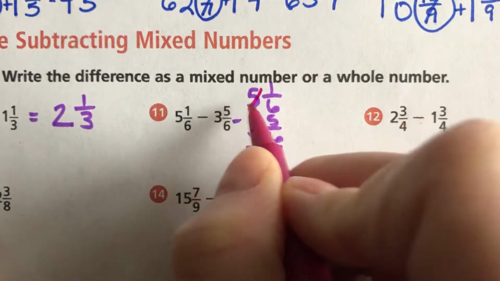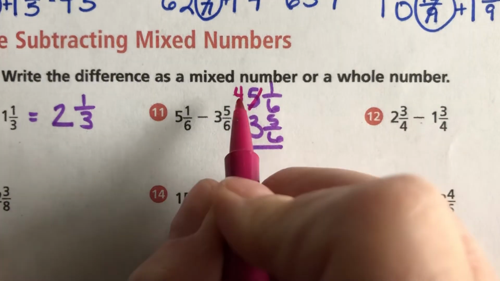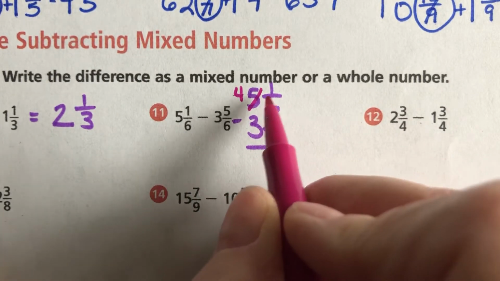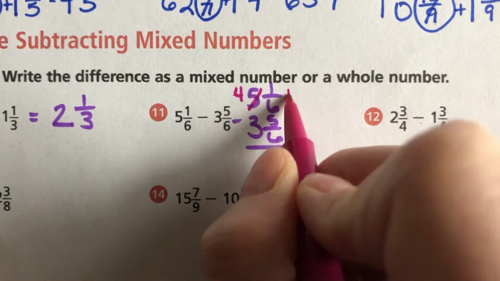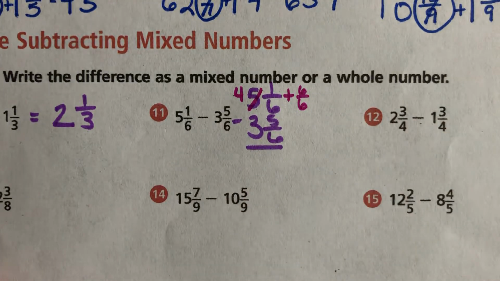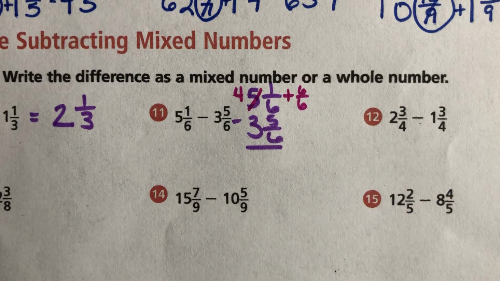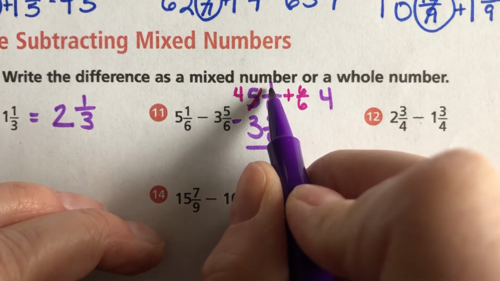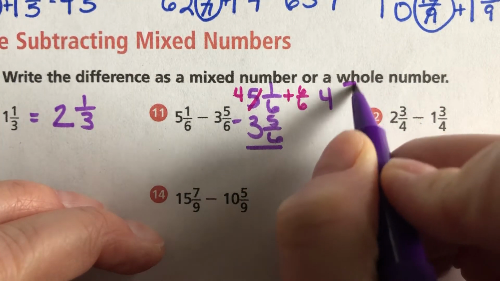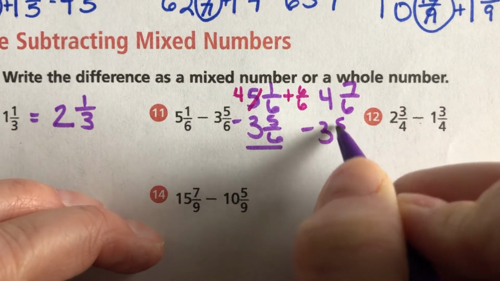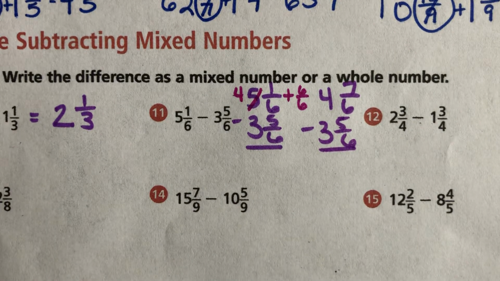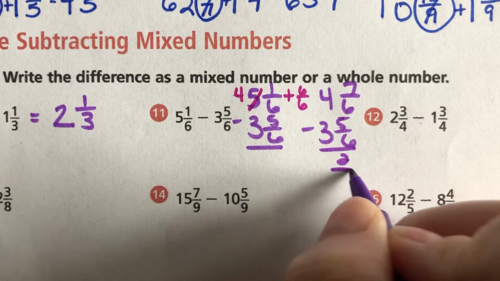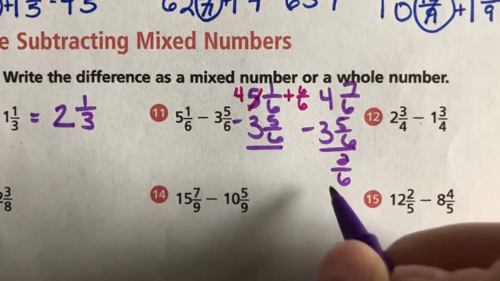So when I borrow from this 5, it does become 4. But remember, I'm giving 1 whole to this 1/6. That doesn't mean I'd have plus 1 2/6. It means I'm adding 6/6 because that represents 1 whole. So the problem I'm really solving here is 4 and I would take 1/6 plus 6/6, 7/6 minus the 3 5/6. Now I can solve it. So I'm going to take care of these fractions first. 7 minus 5 is 2, and I keep my denominator the same. 4 minus 3 is 1.